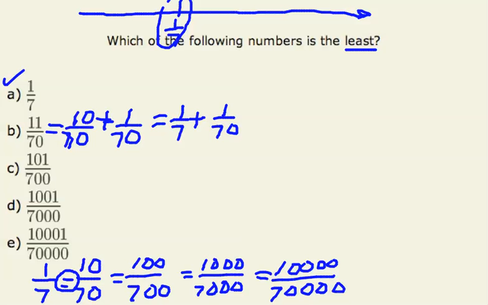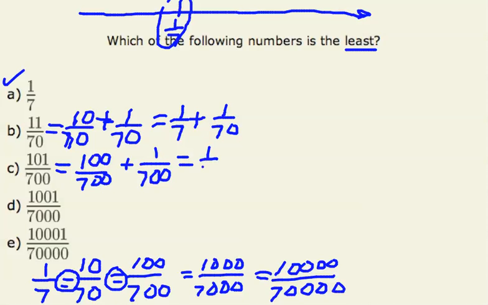If I do the same thing with C, I see that this is 100 divided by 700 plus, I had 101/700ths, so I've got 1/700th left over. And that first number, 100 divided by 700ths, again is the same as 1/7. So this is 1/7 plus 1/700th. So C is also larger than A, but it's actually smaller than B. 1/700th is smaller than 1/70th.